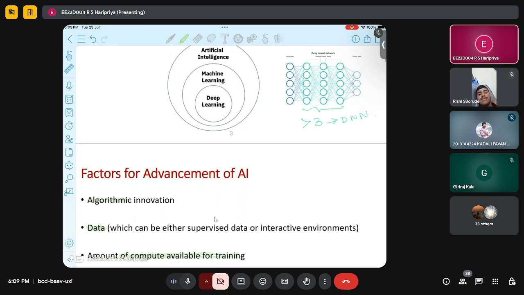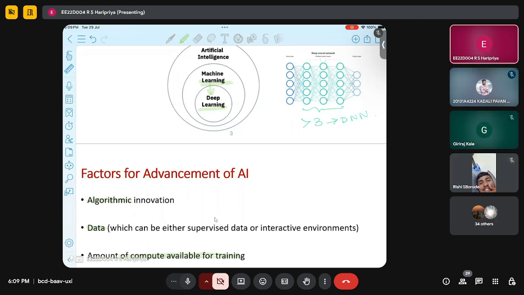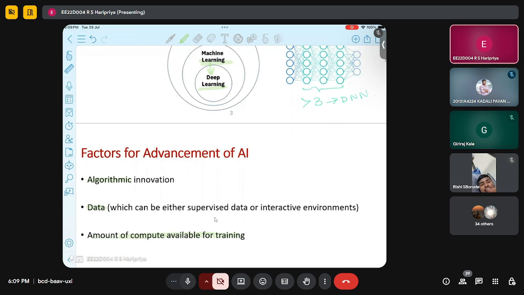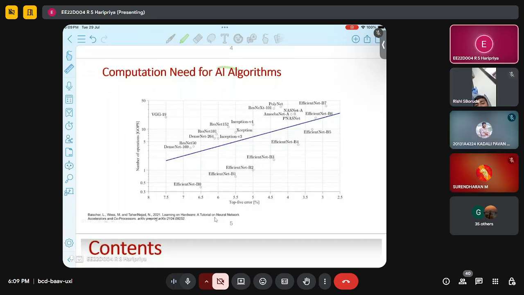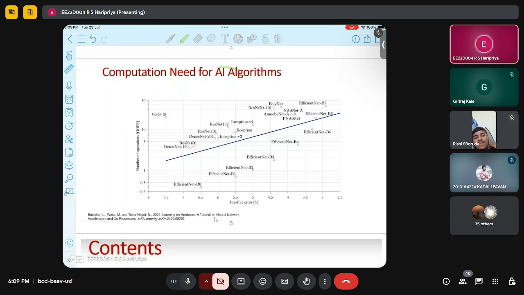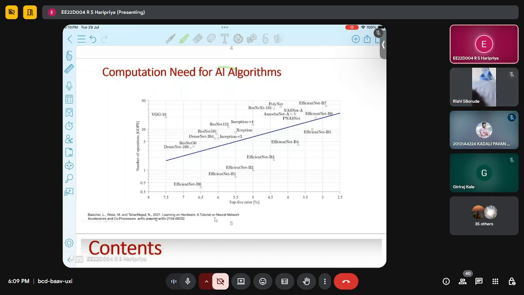Actually, deep learning is a subset of machine learning. You can see from this diagram that the applications include deep learning, machine learning, natural language processing, text processing, speech, or signal processing. This graph is a summarized way of representing the different types of algorithms and their computational complexity.